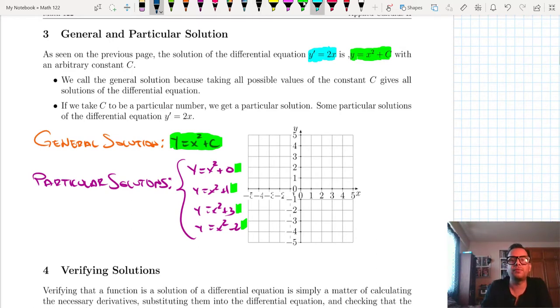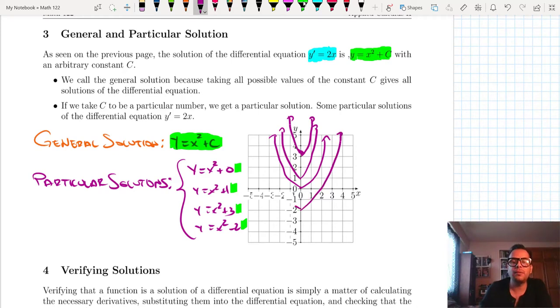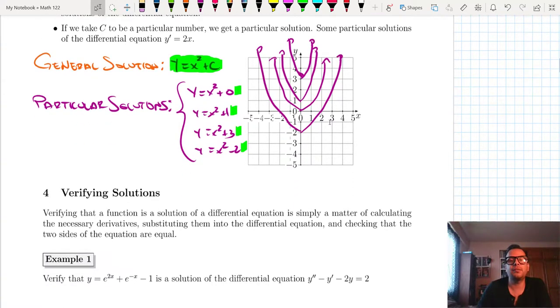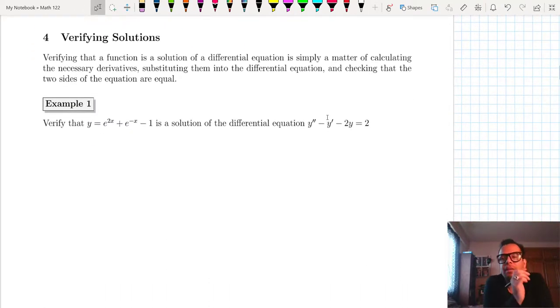So let me just grab this real quick. One solution to the differential equation is the parabola that passes through the origin, and then another solution, the parabola shifted up 1 unit, the other one shifted up 3 units. Okay, these are not perfect parabolas. And then one parabola that is shifted 2 units down, and so on and so forth. So there's infinitely many possibilities of particular solution depending on the condition. Again, we're going to discuss that later in the chapter.